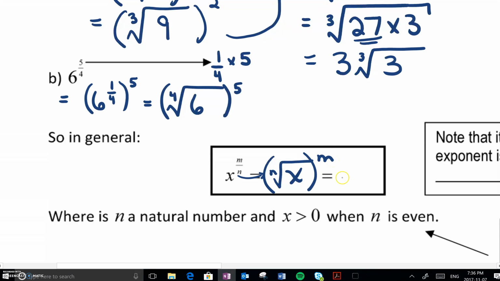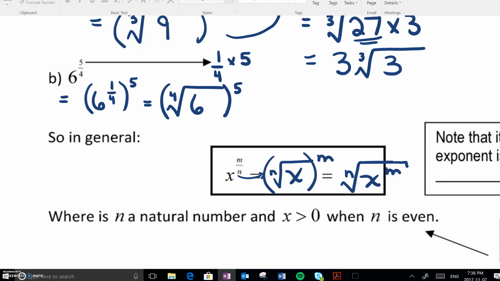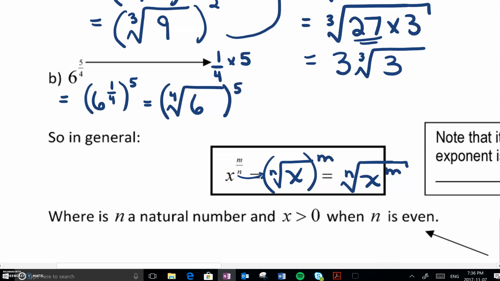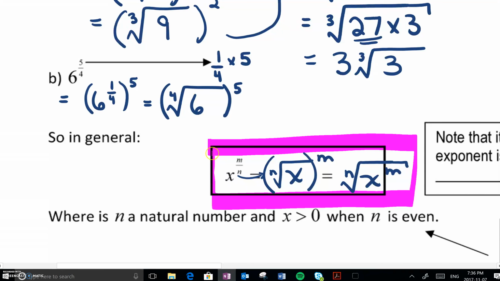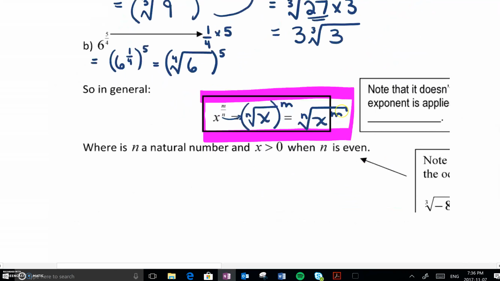So what that looks like in the end is the nth root of x to the power of m. Okay, so that's what you need to look at. If you understand anything, nothing but that, that's what's important. So once we do the examples, we'll have to look at that. And then we'll have to look at the examples where the numerator is a fraction.